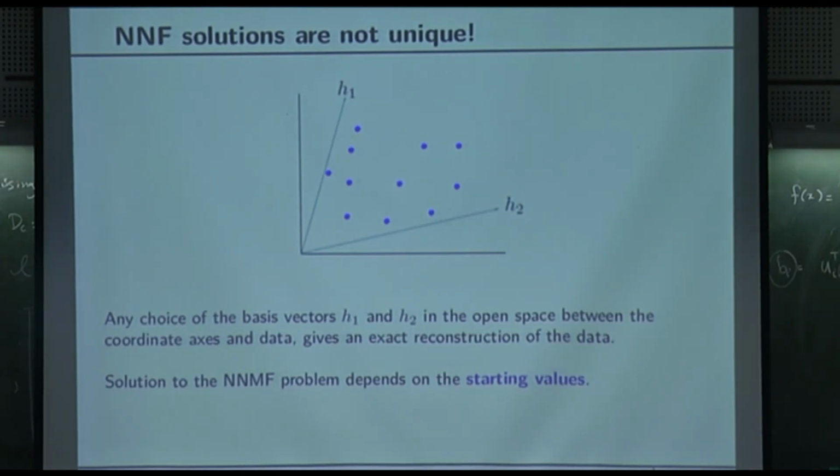So the one problem with non-negative matrix solutions is that they are not unique. If these are the values that you're trying to represent, any choice of basis vectors h1 and h2 in the open space between the coordinate axes gives the exact reconstruction of the data. Solutions to NMF problems depend on starting values. So it's not as if non-negative matrix factorizations are unique, so you have to be worried about it. And the reason for that is because they are non-convex.